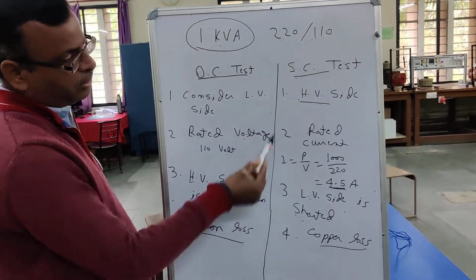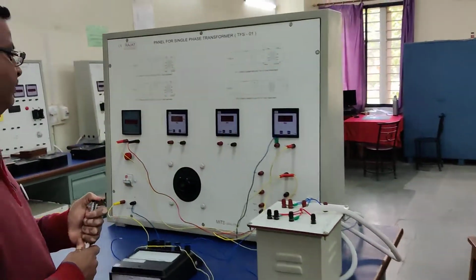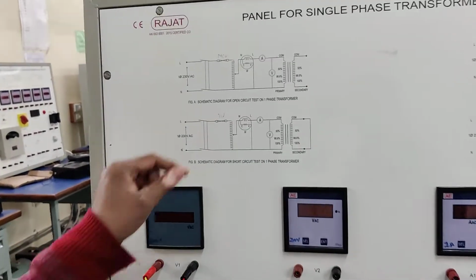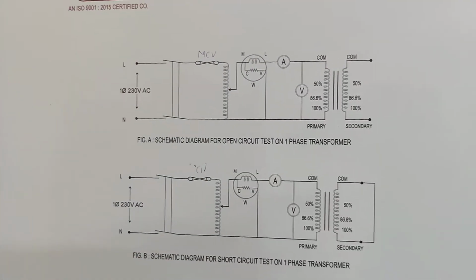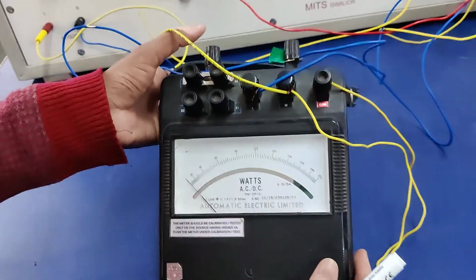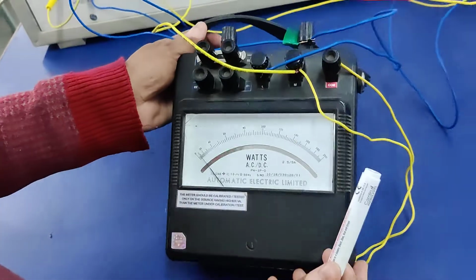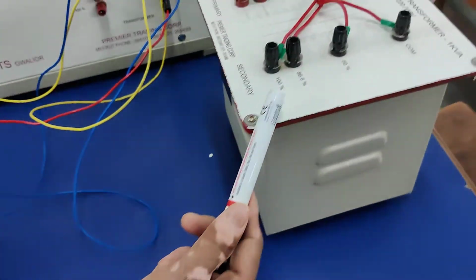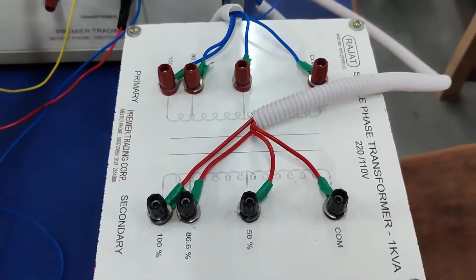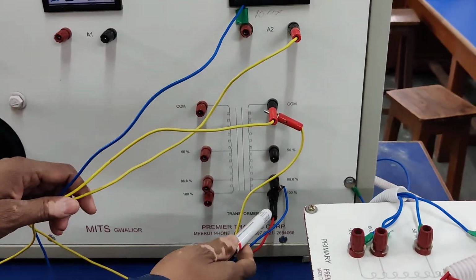Now let's go to the experimental part, the circuit diagram. First of all, we will connect the circuit for the open circuit test. We are using an ammeter, voltmeter, and wattmeter. The wattmeter has terminals M, L, C, and these are the V terminals. And this is the single phase transformer. The transformer terminals are given on this panel. This is the 220 side, this is the 110 side. So we are considering the low voltage side for performing the OC test.